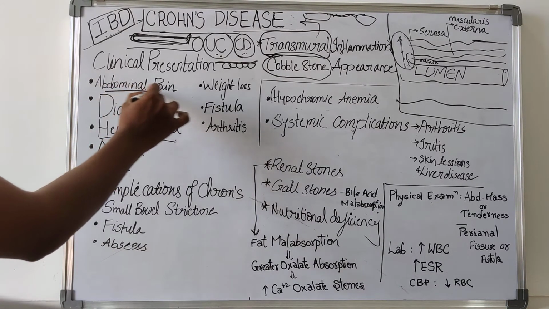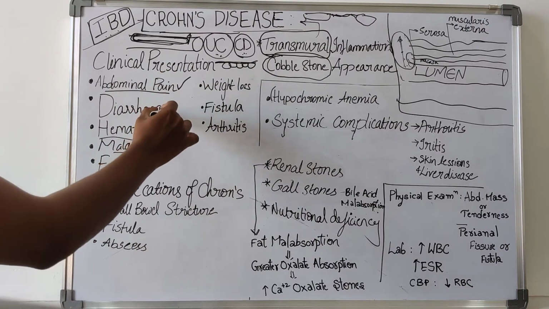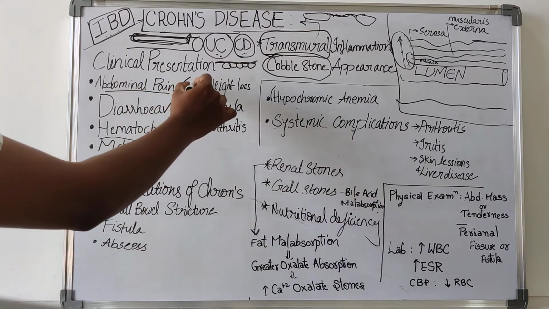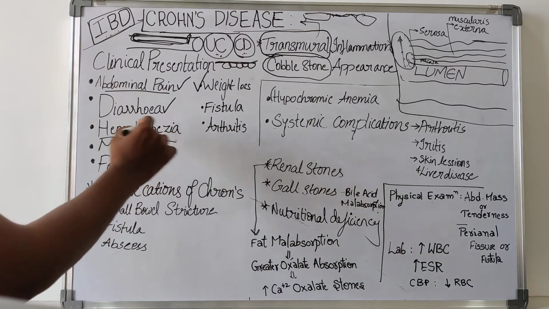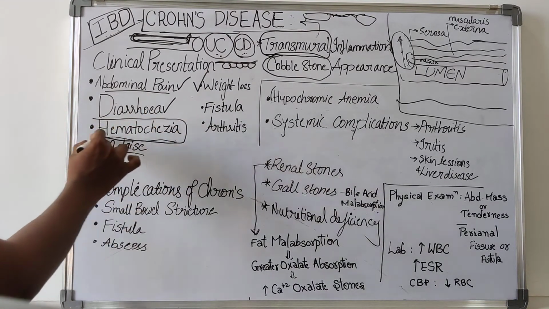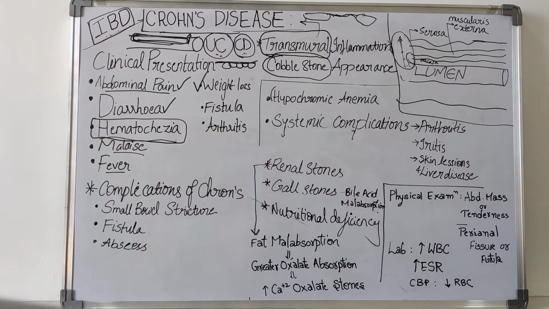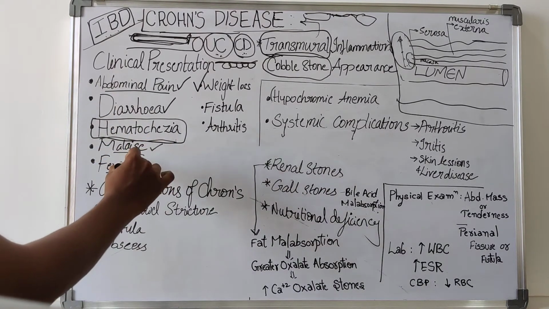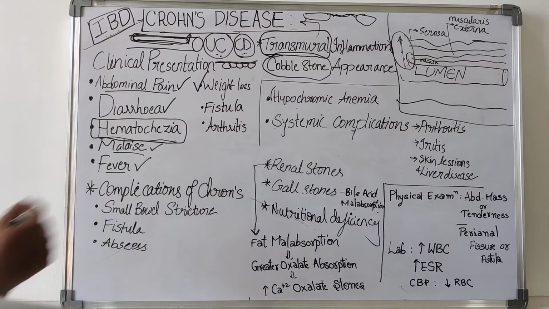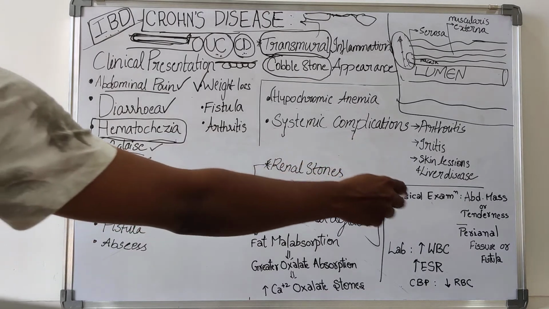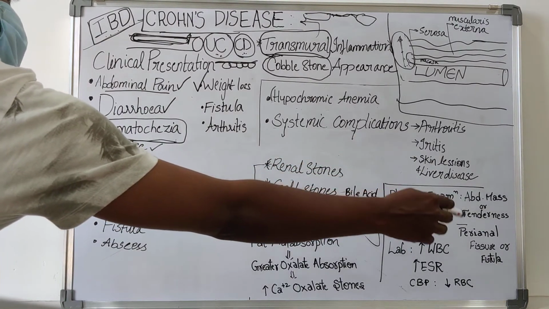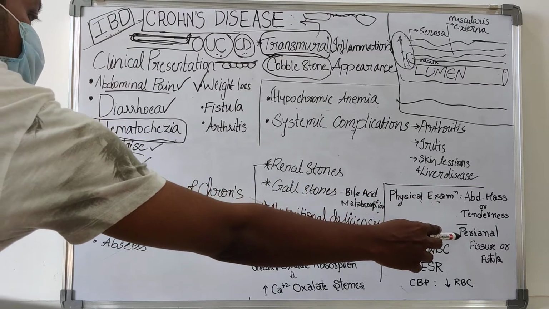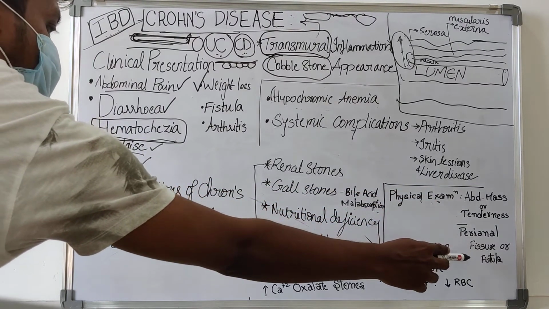Patients come with abdominal pain, diarrhea, unexplained weight loss, which may or may not be quantified, hematochezia, that is the presence of fresh blood in stools, malaise, and presence or absence of fever. Along with these clinical presentations, the patient may also have an abdominal mass or tenderness when we perform a physical examination, and there may or may not be presence of perianal fissure or fistula.